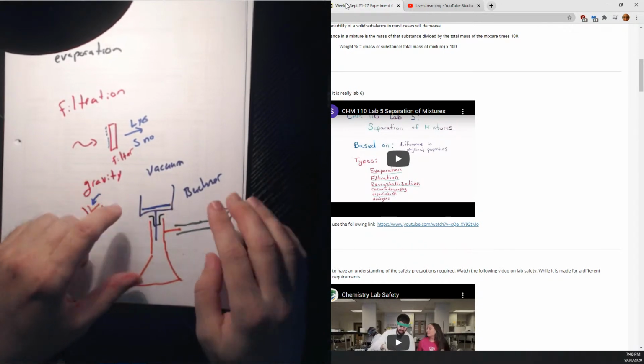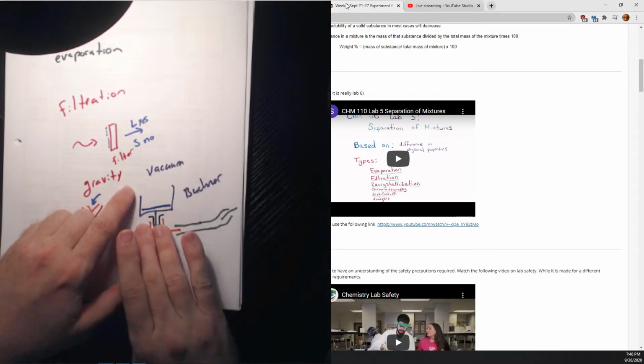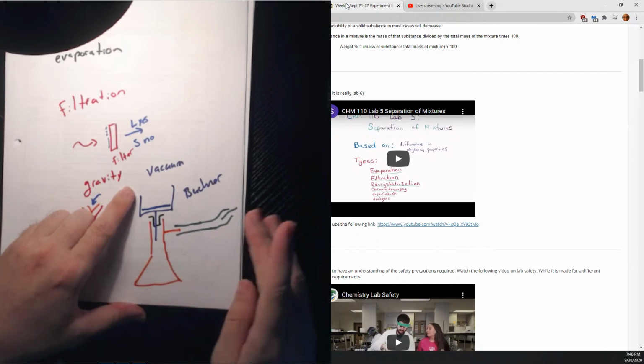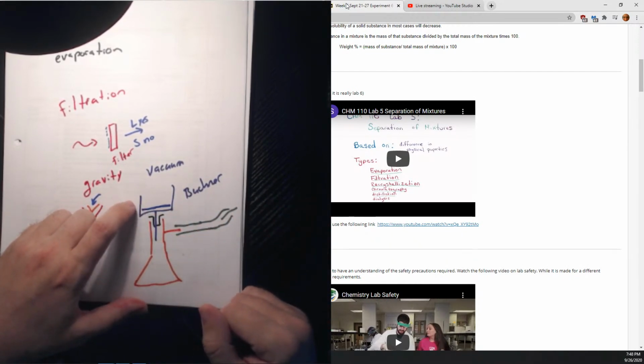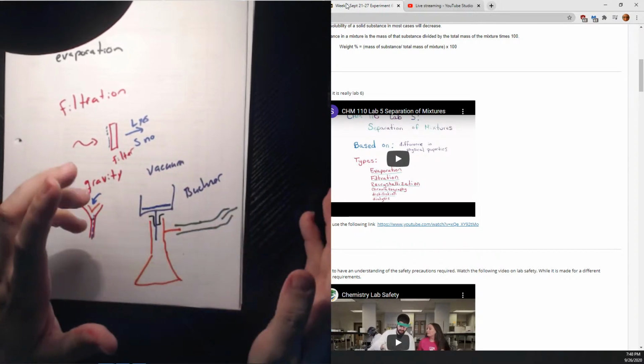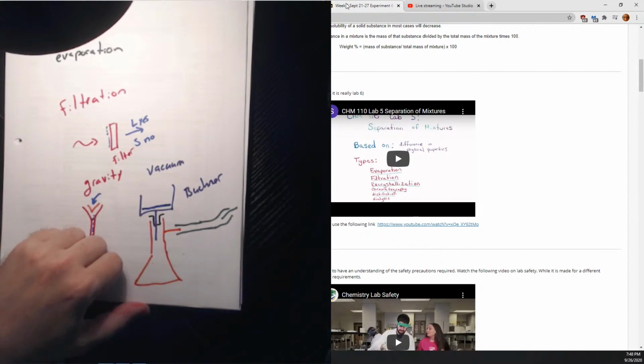You could do it in the other direction. We don't have the setup for that, but you can also do higher pressure on this side to push the liquid through rather than using lower pressure on this side to basically pull it through. Same effect. Either way, you have high pressure and low pressure. Okay. So that just speeds up the process.